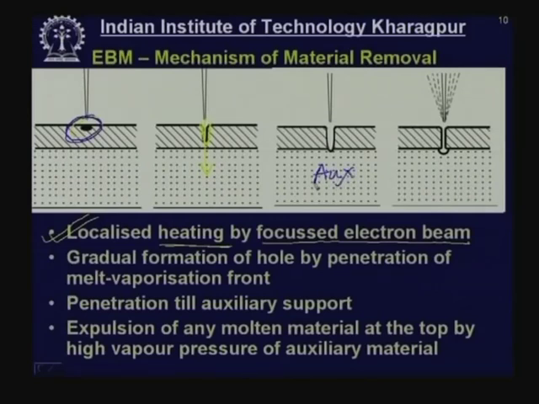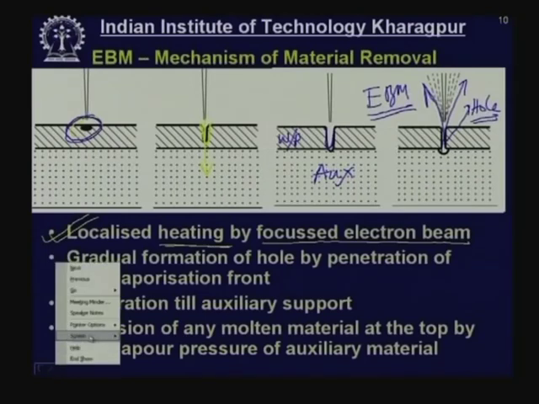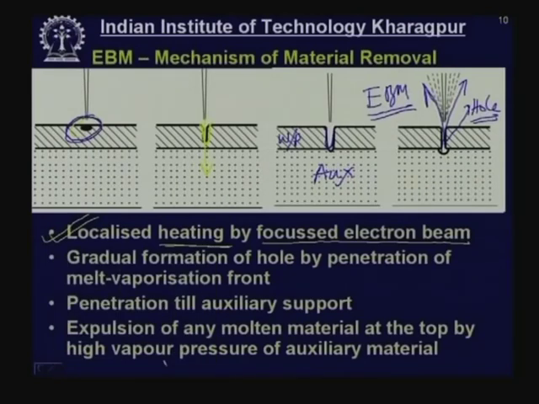This is your auxiliary material and this is your workpiece material. Here severe melting and vaporization is taking place. Auxiliary material melts very fast and produces vapor. So, if there is any molten metal in the path, it ejects that molten metal, forming a proper hole, leading to electron beam machining or electron beam drilling. Because of the presence of auxiliary material, there will be tremendously high vapor pressure which removes any molten workpiece material, leading to formation of the hole.